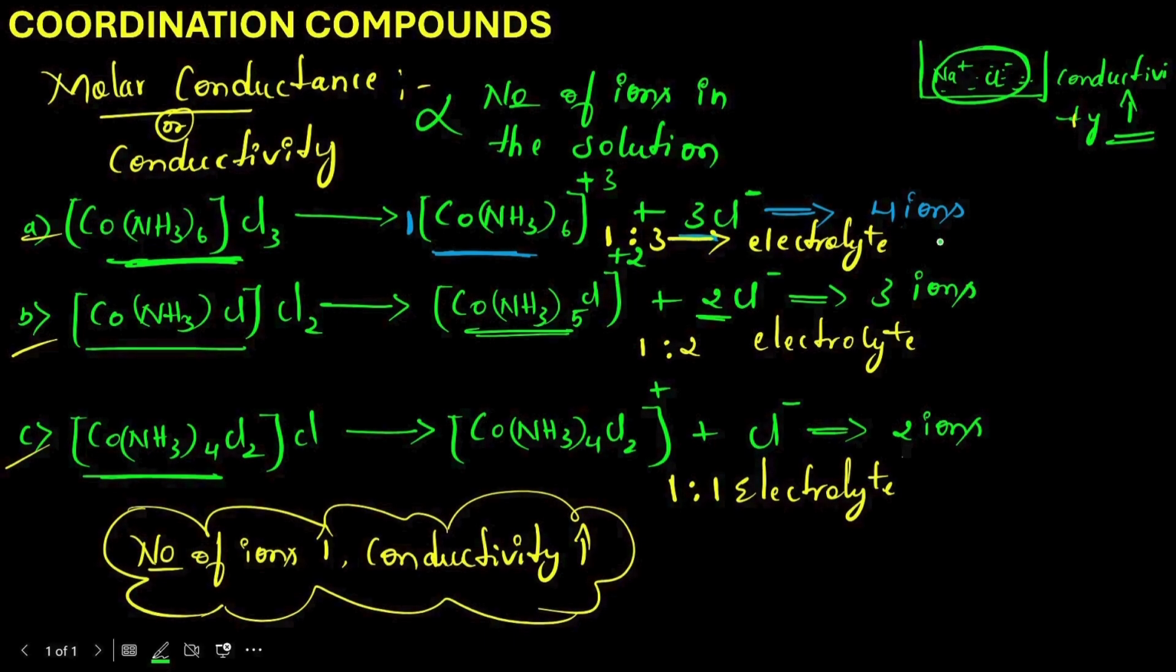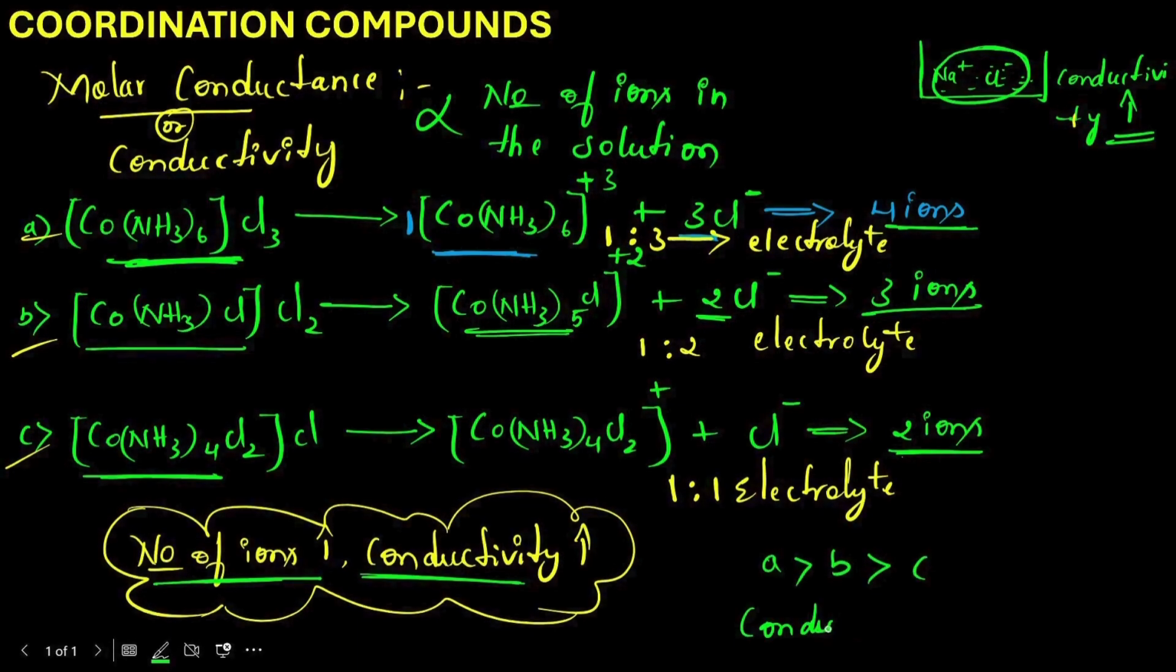Now the question is, what is the order of conductivity? Coming to the first case, we have 4 ions, in the second case we have 3 ions, and in the third case we have 2 ions. So we know that as the number of ions increases, the conductivity increases. In the first case we have 4 ions, therefore A comes first, and then comes B, and then C. This is the order of conductivity. So you may expect this type of questions in competitive exams.